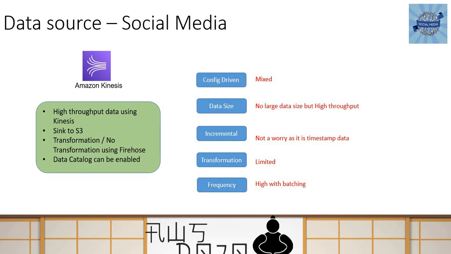But generally, this is not a very big thing, because since it's streaming data, you don't have much data to transform, and you can actually handle transformation within 15 minutes, but still think about it. That's why I put limited over there. And frequency is very high in this case, but the only thing is that you can do batching. So sometimes you can use Kinesis Firehose to do batching of your data when you're writing data back to your S3 bucket in your data platform. So that's how the social media thing works.